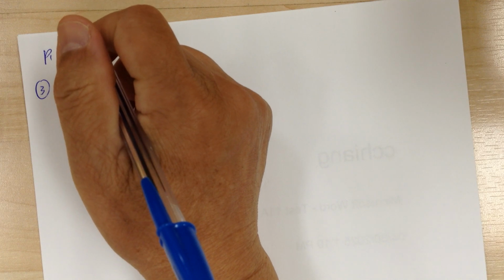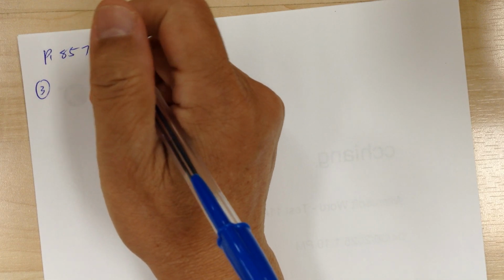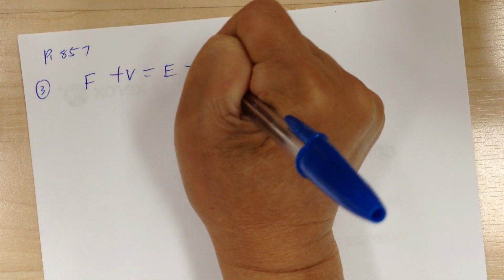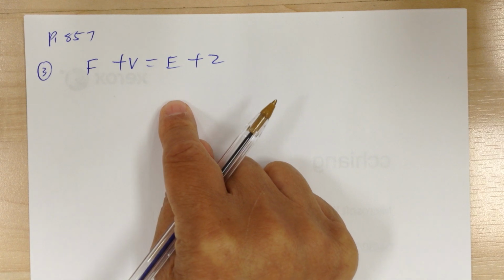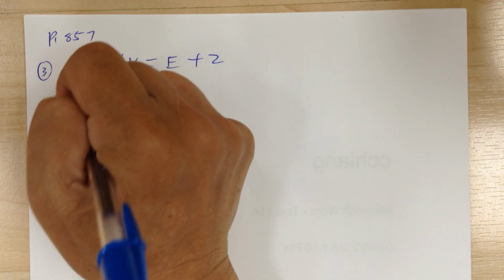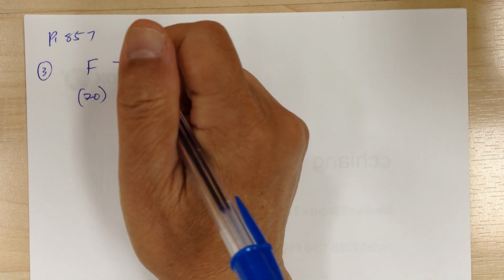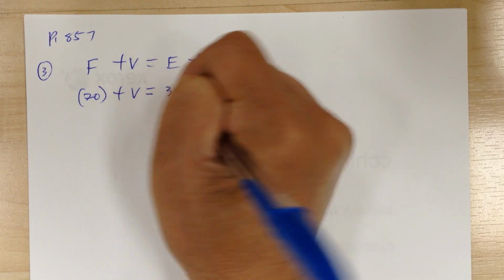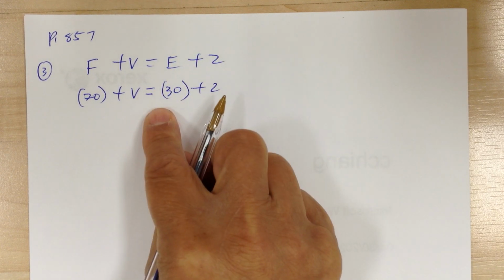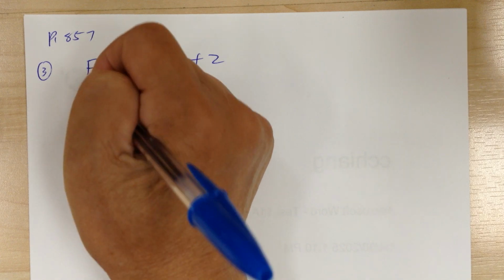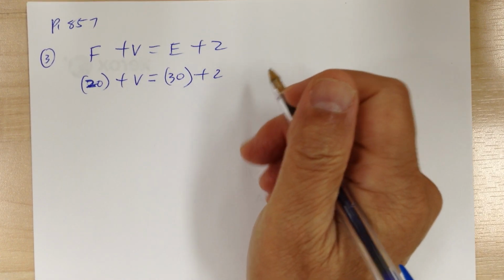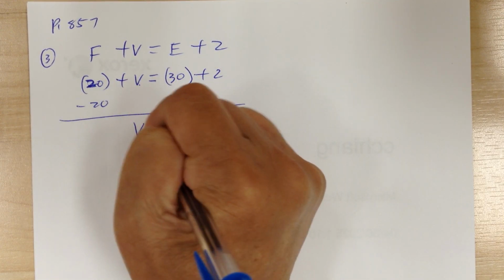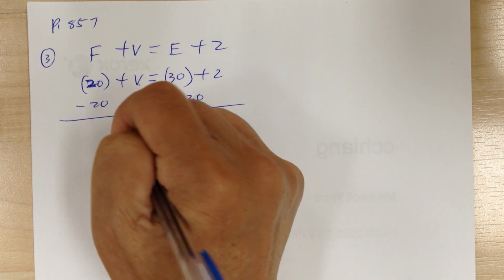So you want to use Euler's theorem to find the value of n. So you got F plus V equal to E plus 2. So that's Euler's formula. Okay, so for number 3, the faces is 20, and the vertices is what you're looking for, and the edges is 30. So whatever you search, you put in parentheses. So from here to solve for V, it's just minus 20 on both sides. So number of vertices equal to 12.